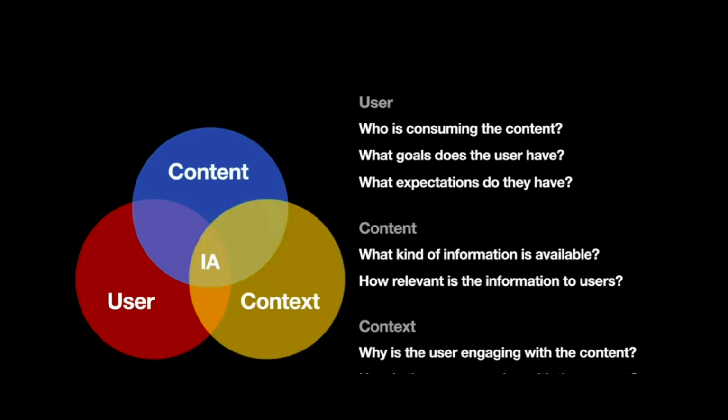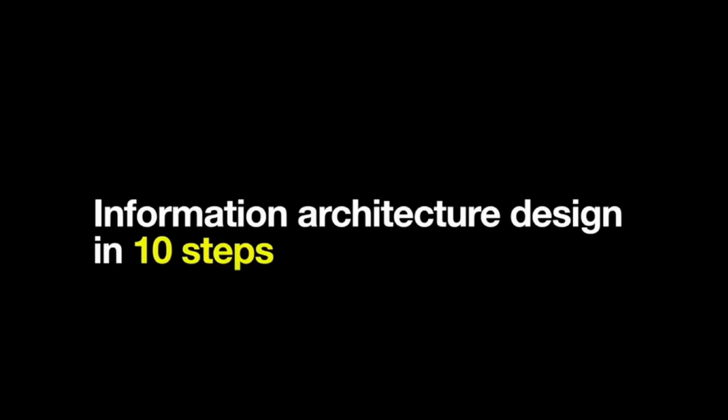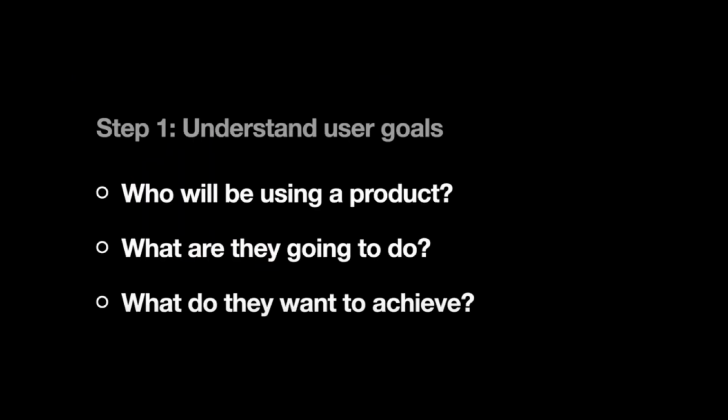So we have context. Why is the user engaging with your content? There's a reason why the user is engaging with your content. So, information architecture design in 10 steps.